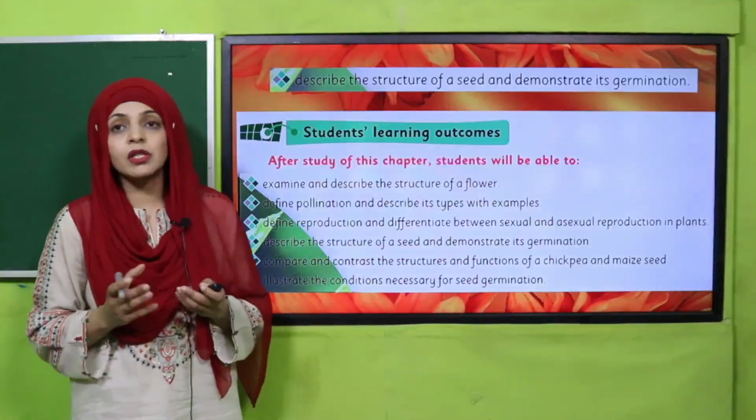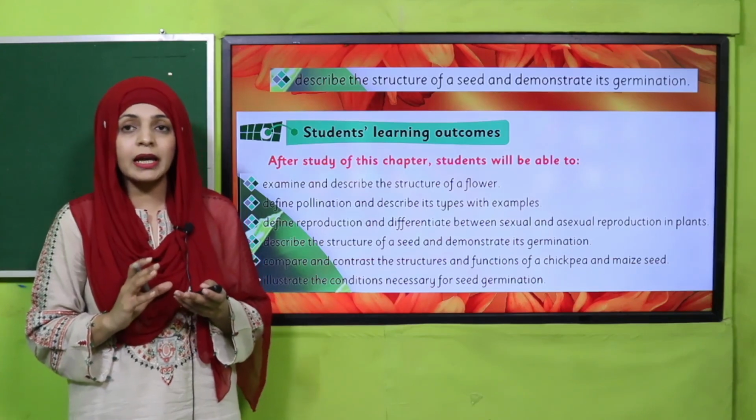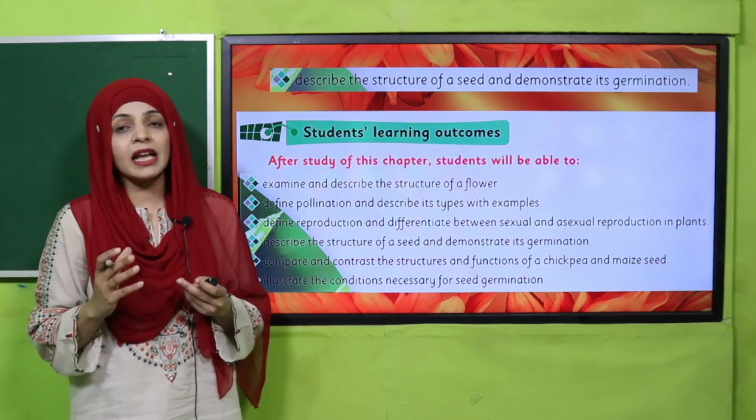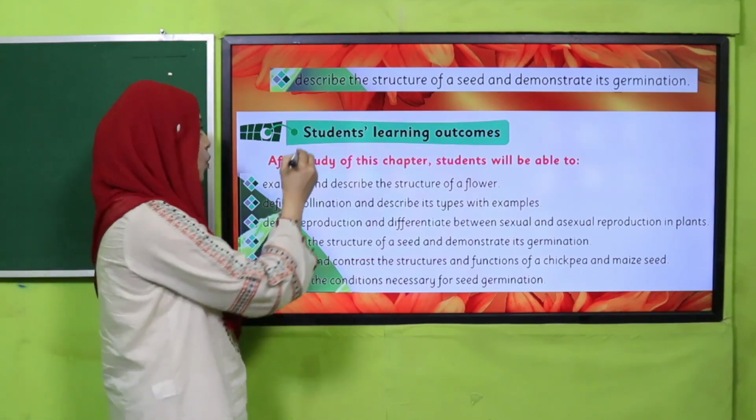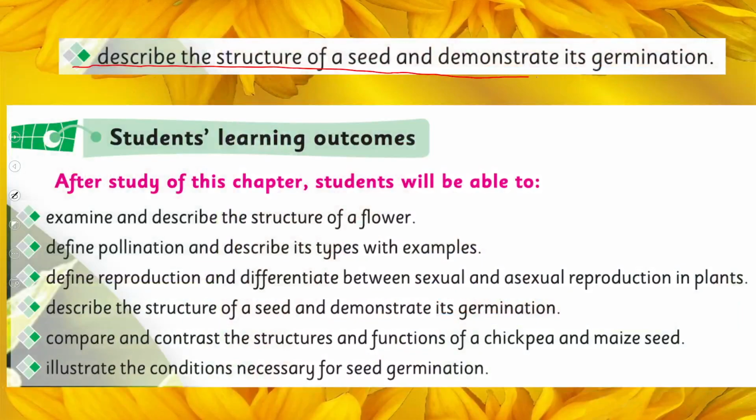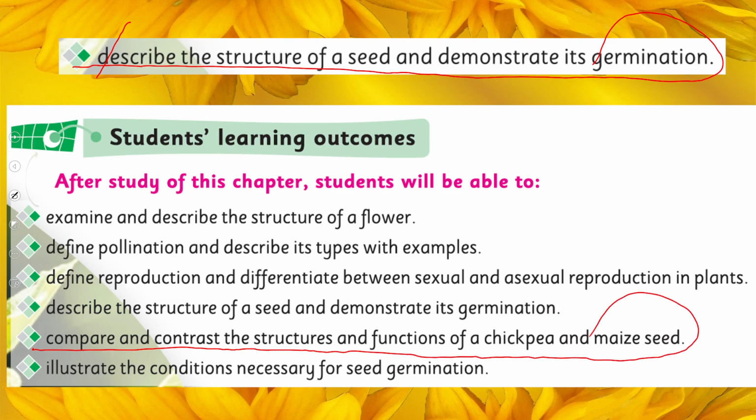Very nice. So, my dear students, now let's move forward towards today's student learning outcome, that by the end of today's lecture, all the students will be able to describe the structure of a seed and demonstrate its germination. Today, the students will be able to compare and contrast the structures and functions of a chickpea and maize seed.